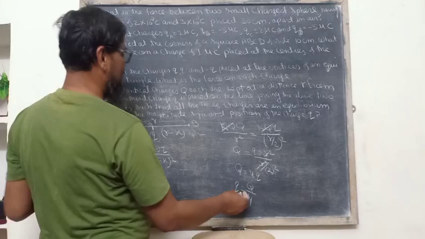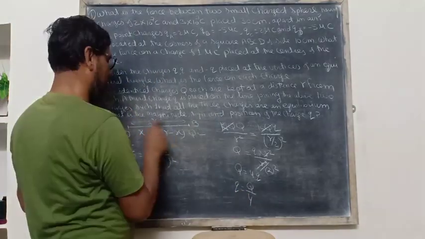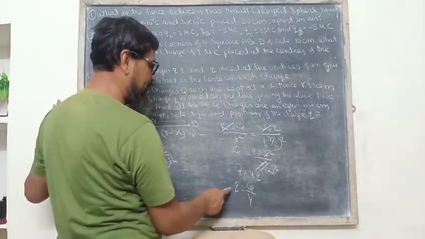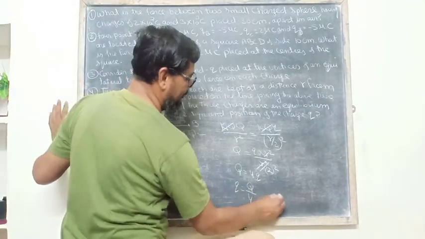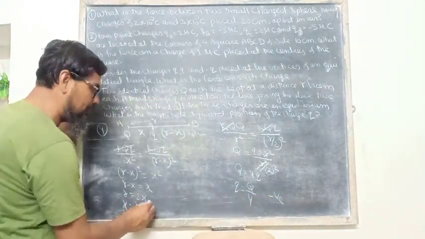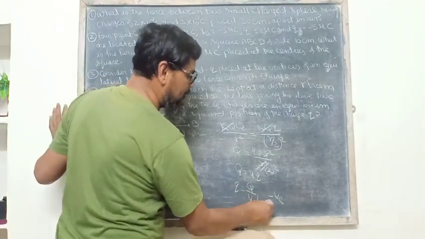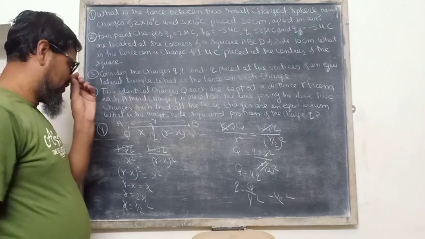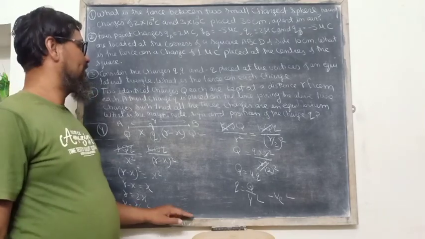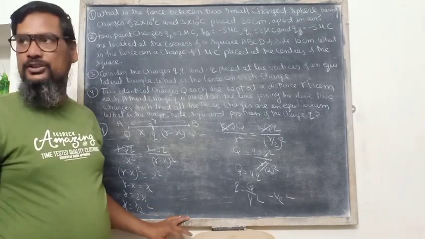So if these two charges are positive charges, then the sign of the small charge q will be negative. So this is the position, this is the magnitude of the charge, and this is the sign of the charge. In this manner we can calculate and solve such questions.